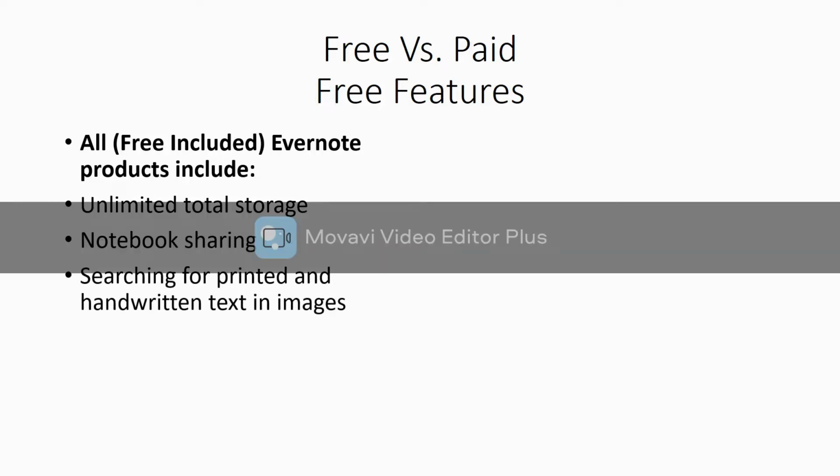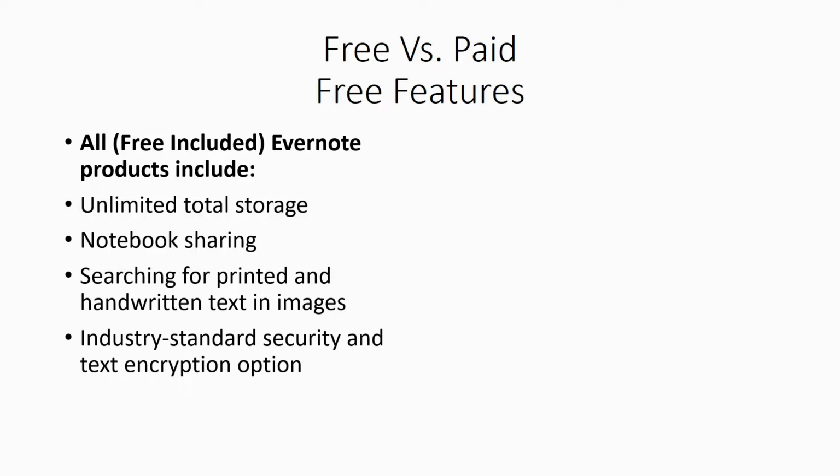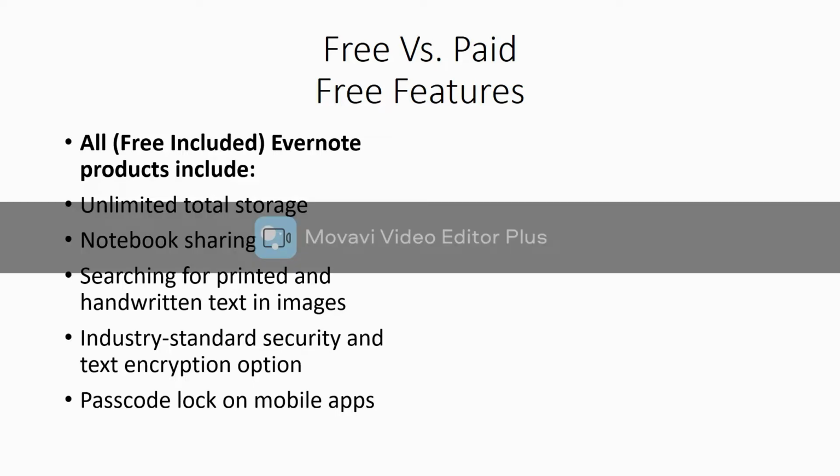You can also search your printed and handwritten text in your images. And all of your data is going to be encrypted, so it will not be insecure inside of Evernote. You can actually have a passcode lock on your mobile app. So that means then that you have even another level of security to your data. Make notes on your images.